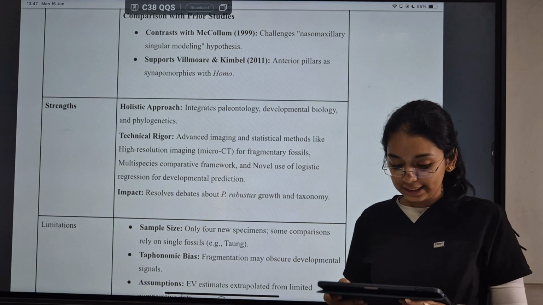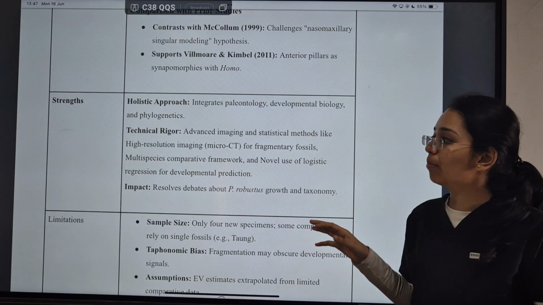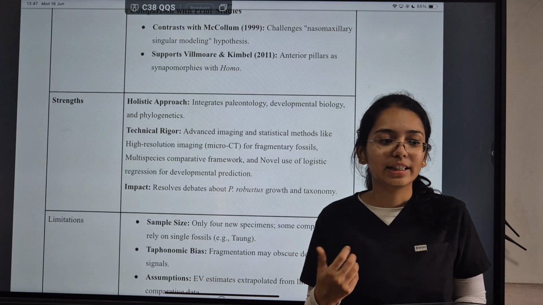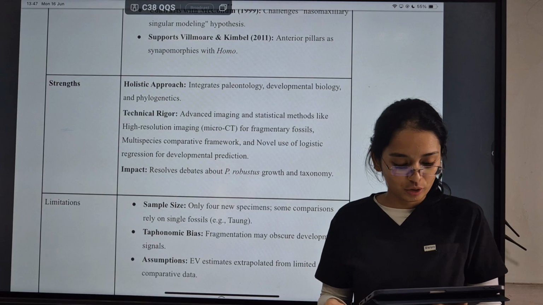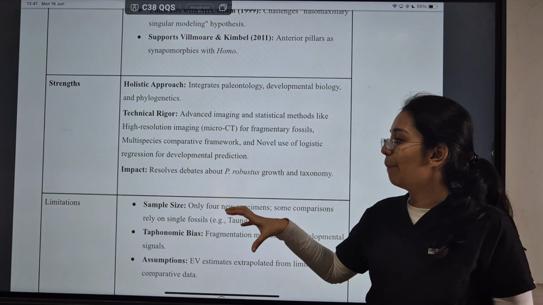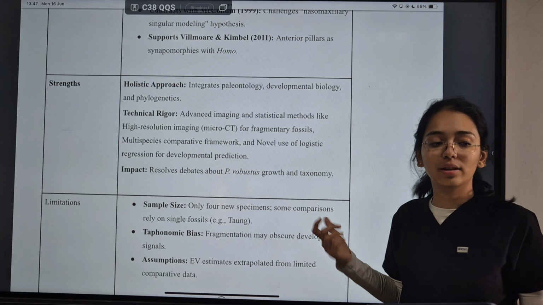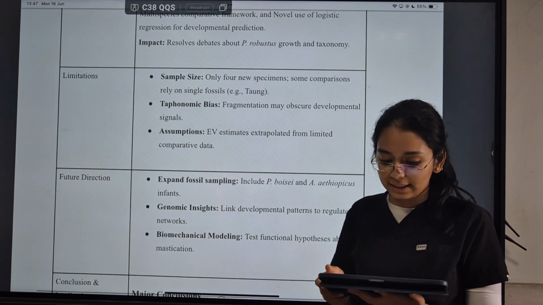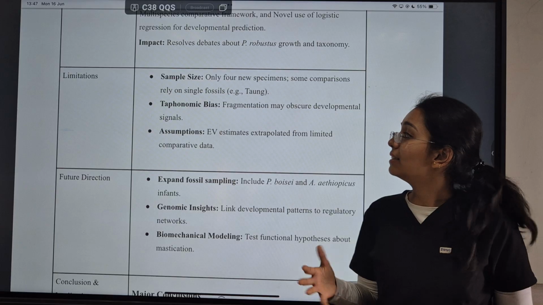The main strength of this study is that it integrates paleontology, developmental biology, and phylogenetics. So it gives a holistic approach. There is technical rigor where they use micro-CT and fragmentary fossils. The impact is that it resolves the debates about P. robustus growth and taxonomy. The limitation is that only 4 new specimens were studied, and the comparisons only rely on single fossils.